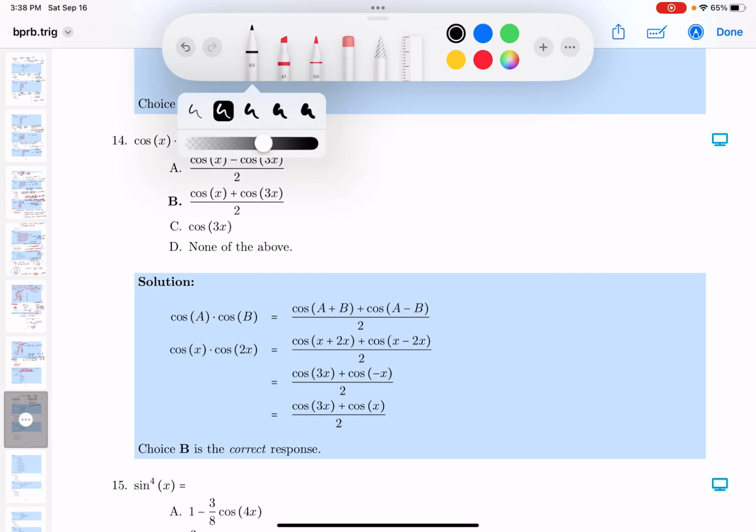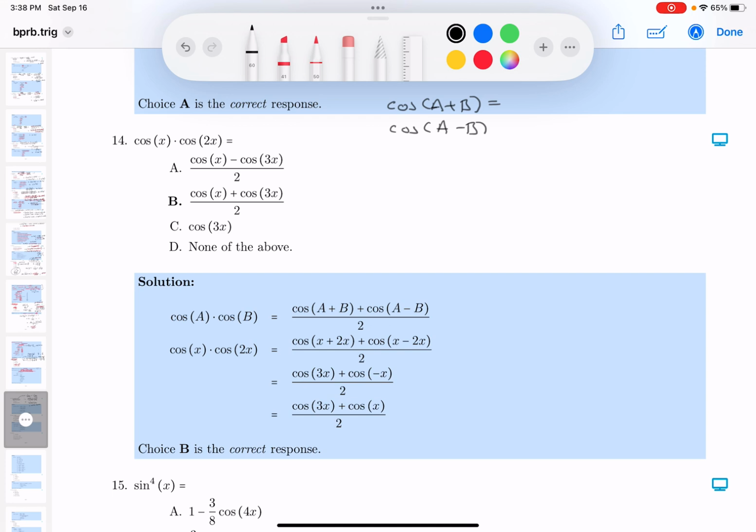And it's something to do with cosines. So I'm going to write down, let's take a look. I'm going to write down cosine A plus B. Yes, that should be known. I'm going to write down a cosine of A minus B. Yes, that should be known.